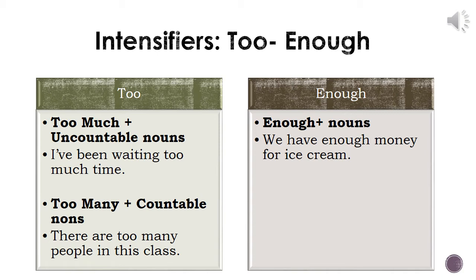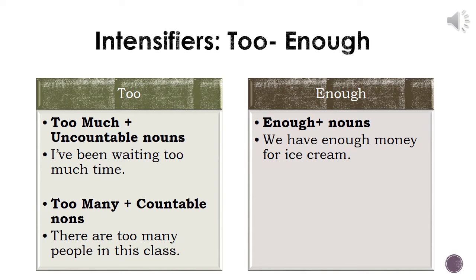The intensifier too is used with too much for uncountable nouns and too many for countable nouns. For example, too much. I've been waiting too much time. Yo he estado esperando demasiado tiempo. Too many. There are too many people in this class. Hay demasiadas personas en esta clase.